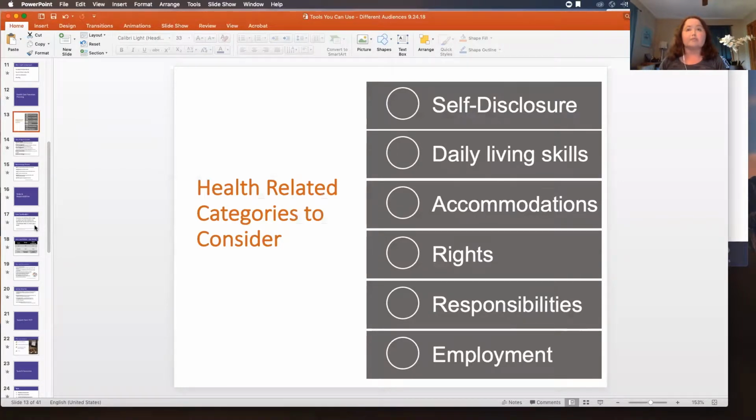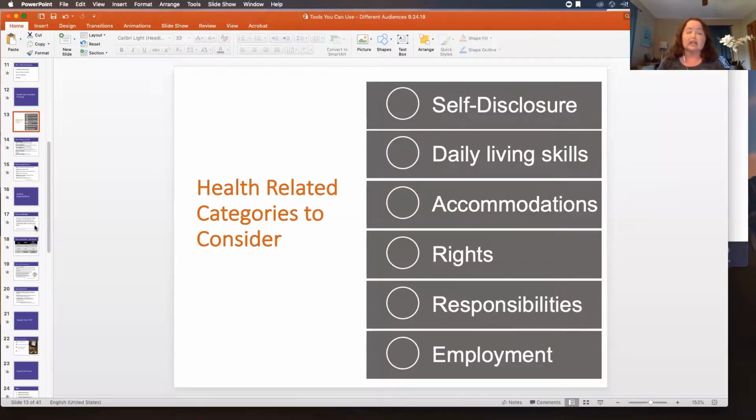So some of the categories that we talk about when we talk about health, which we have physicians consider, clinics consider, and youth and families consider, are self-disclosure. Who is it appropriate to tell about any chronic conditions or special needs that you have, and when is it appropriate to disclose them? It might be appropriate to let an employer know about a special healthcare need, but it may not be appropriate for you to tell the person at the grocery store. So it's about knowing when to disclose and talking to a child younger about when it's appropriate and when it isn't.